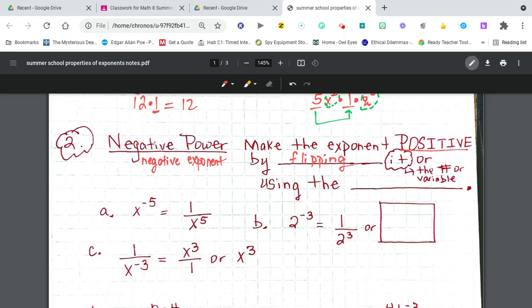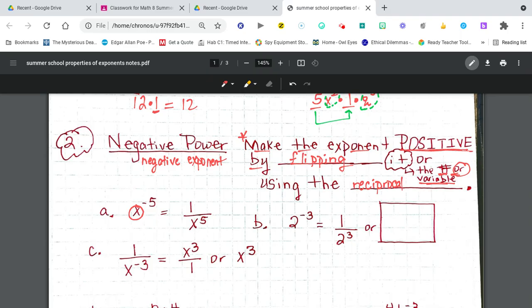And when I say it, I'm not referring to the exponent, although it sounds like that. The it I'm talking about is the number or the variable that you see. So on A, I see the variable x. That's what I'm going to flip. So make the exponent positive by flipping the number or the variable, or using what we call the reciprocal. Reciprocal is just when you flip something.